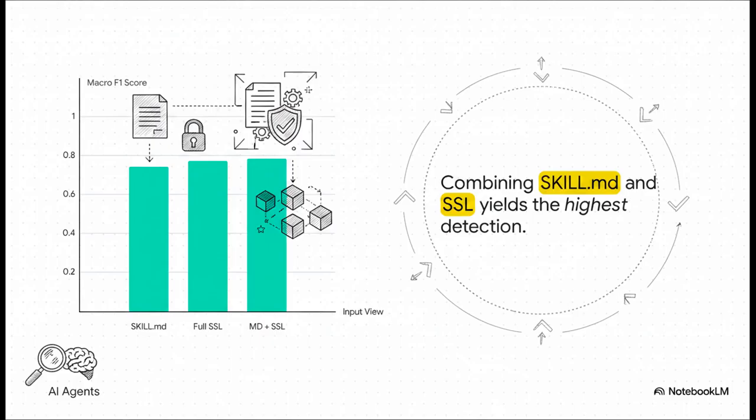And the data confirms this beautifully. Looking at the macro F1 risk assessment scores, relying purely on the full SKILL.md text gets a score of 0.744. But the data clearly shows that combining the original text with the SSL representation achieves the highest overall risk detection score of 0.787. You absolutely get the highest fidelity of risk detection when you use structured evidence.